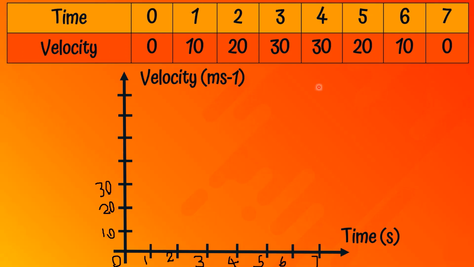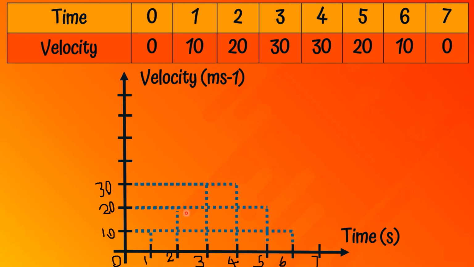So the graph is like this. In 1 second 10 meters per second, in 2 seconds 20 meters per second, in 3 seconds 30 meters per second, in 4 seconds also 30 meters per second, in 5 seconds 20 meters per second, in 6 seconds 10 meters per second, in 7 seconds 0. So the graph is like this, a line from 0 to 30, and again a straight line, and it's decreasing again.